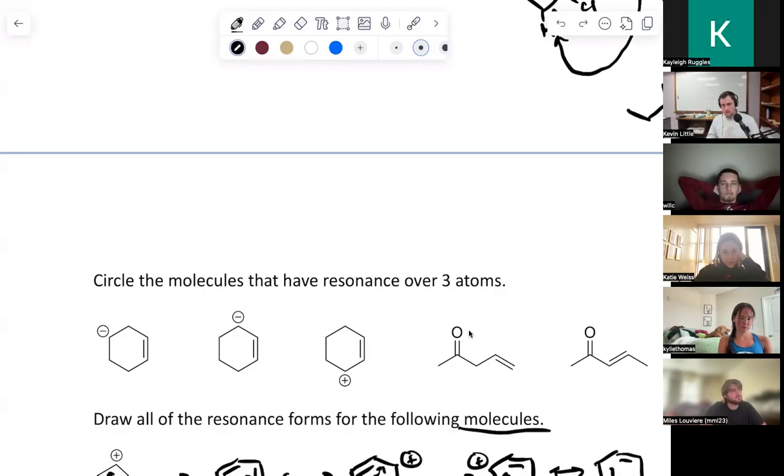Can you show how the other two have resonance? Well, this one has resonance because it can push here. There's three carbons that can share that charge. Again, there's three carbons that can share this charge. This guy I can't push into a third carbon because this is sp3 hybridized. It cannot take a double bond.